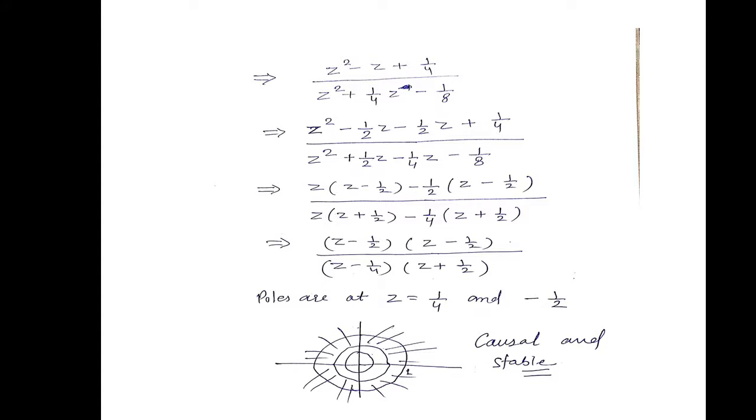Okay, and if it is a right sided signal, then there are two poles, 1 by 4 and minus 1 by 2, that is, plus 1 by 2 also. Okay, and when the ROC is greater than this 1 by 2, then it is a causal system, and if it is a causal system, then it includes the unit circle also, and if it includes the unit circle, then we can say it is a stable system also.